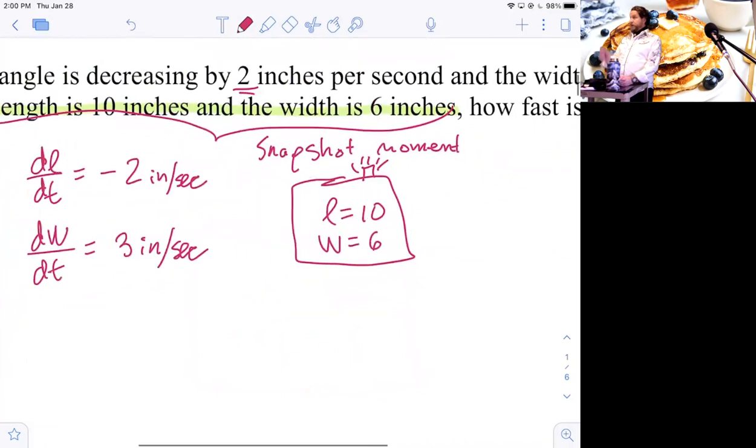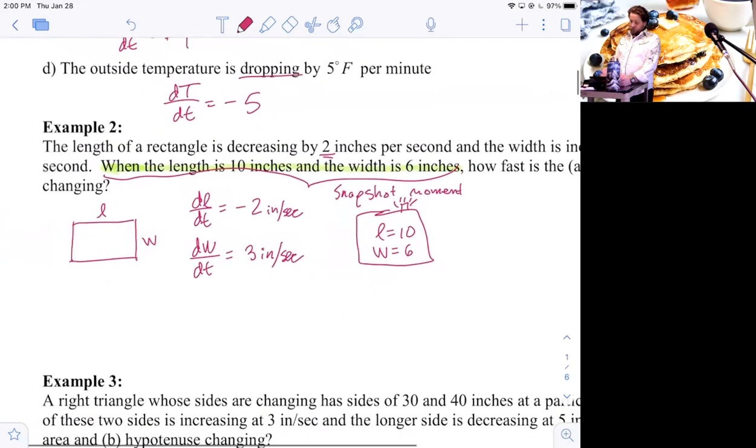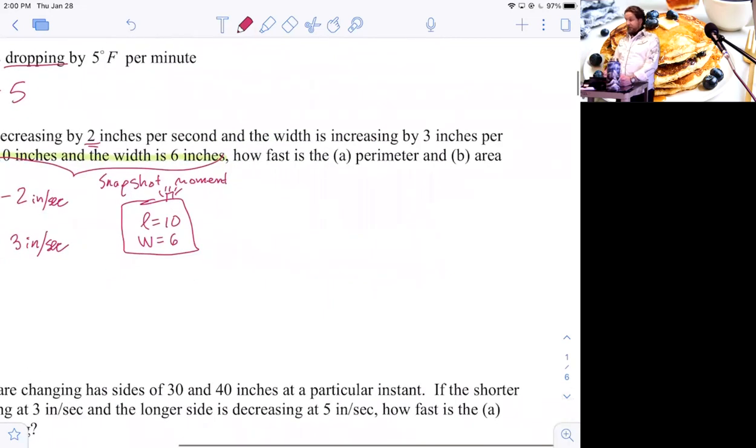These are the numbers that are only good at that moment in time, okay? So you always want to identify the snapshot moment. Whether or not you want to put it in a camera or not, that's up to you. Now we keep reading. At that moment then, when that picture was taken, how fast is the perimeter changing?